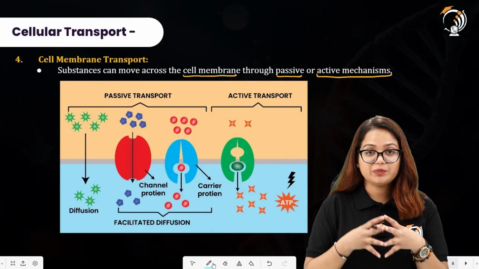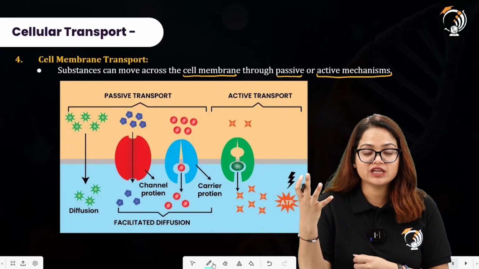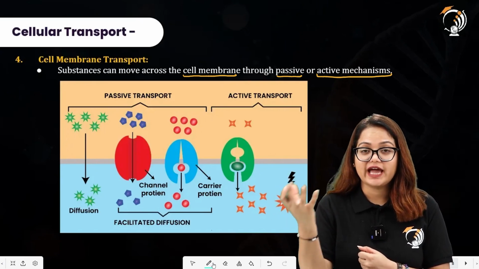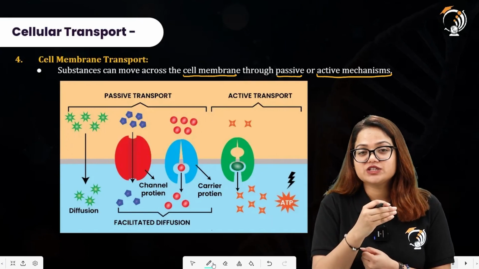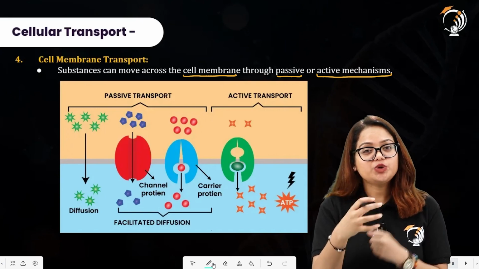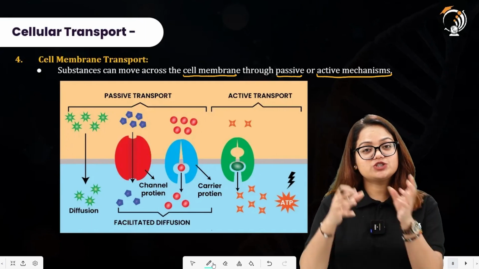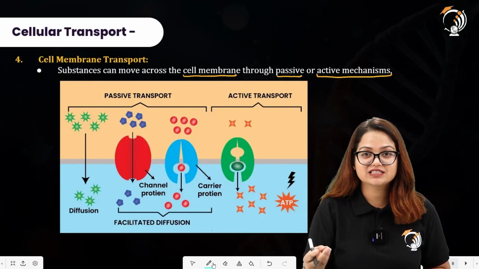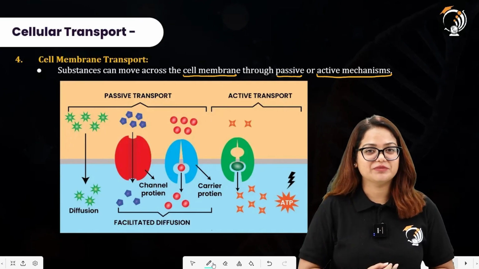Now, what do we mean by passive transport? Whenever there is a movement of molecules from a region where we have more concentration of molecules, these molecules will move from this region to a region where the molecules are present in low quantity. Or you can say that molecules will move from a region of high concentration to a region of low concentration whenever we talk about the passive type of mechanism for molecule transport across a cell membrane.